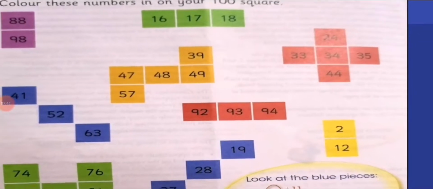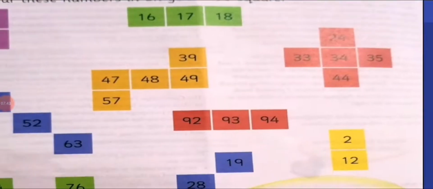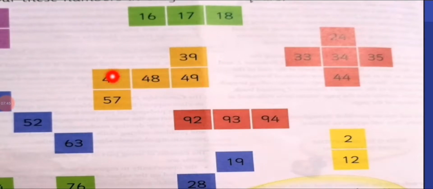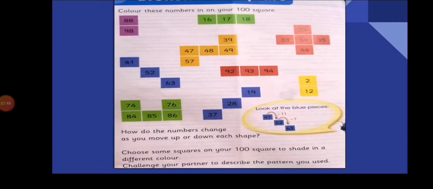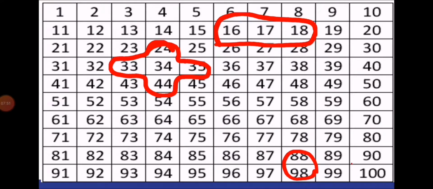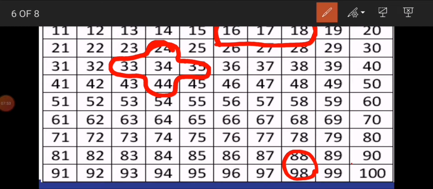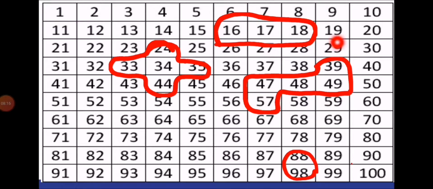The next pattern is 39, 49, 48, 47, 57. I will highlight these numbers for you first. Look at the first number, that is 39. Look at the 3 tens line. Here is 39. 39, 49, 48, 47, 57. Here we are done.